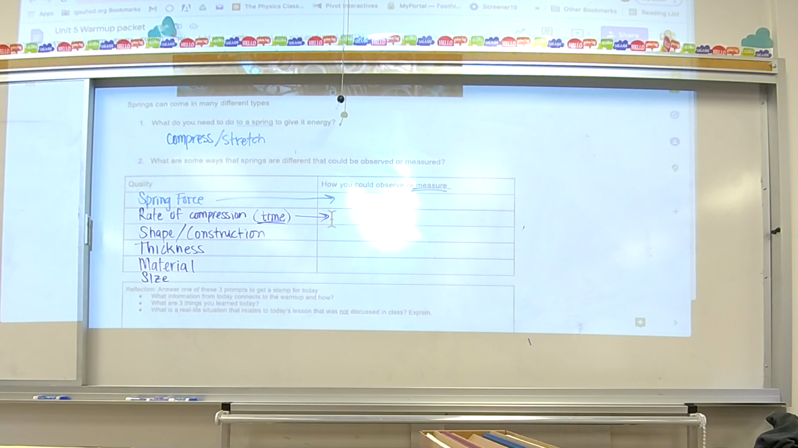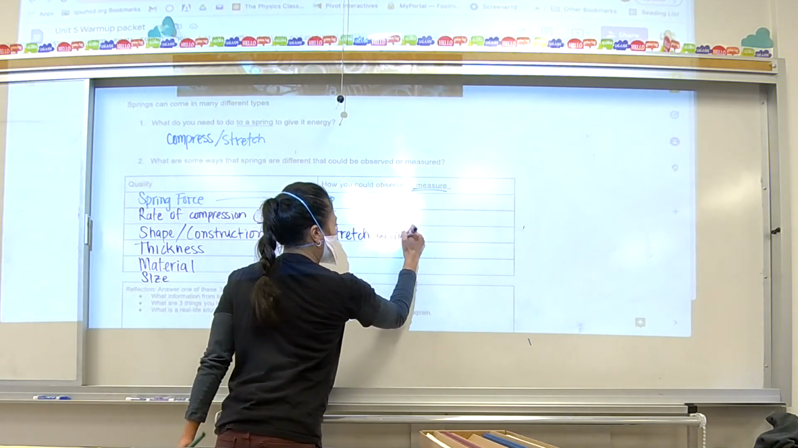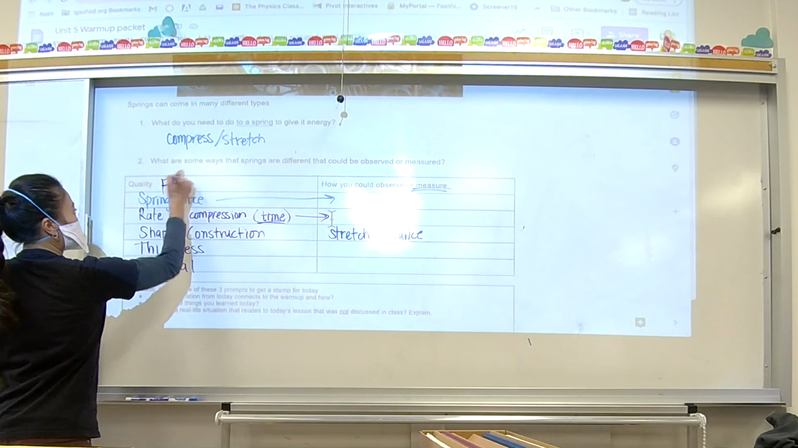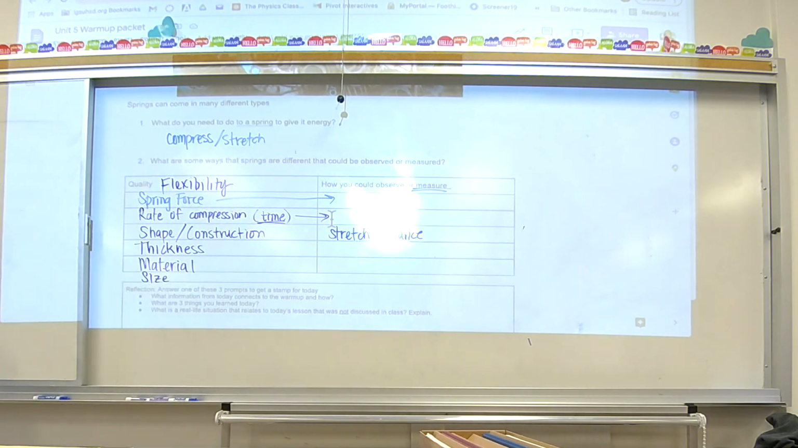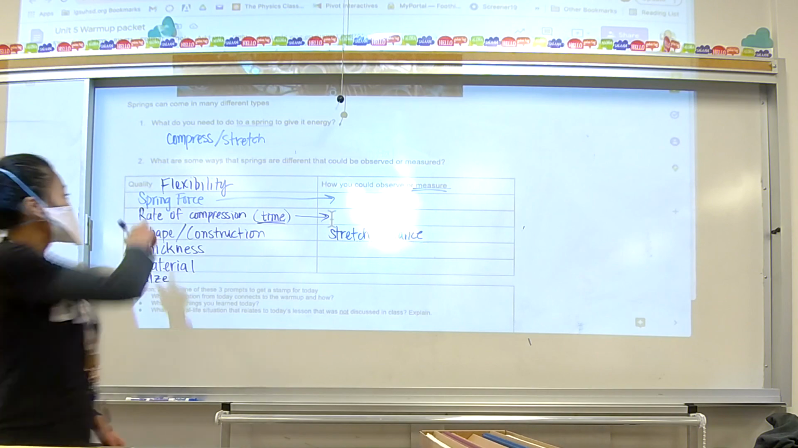How far you can stretch it? How far you can stretch it. So, stretch distance. Anything else? Did you have something different than that, Chanel? Flexibility. That could be something in quality. Hard to measure, though I'm sure you can measure it in some sense. But these are the main things that I was looking for. What we're going to focus on in our lab, though, is the spring force.